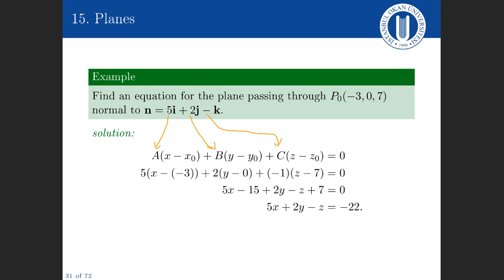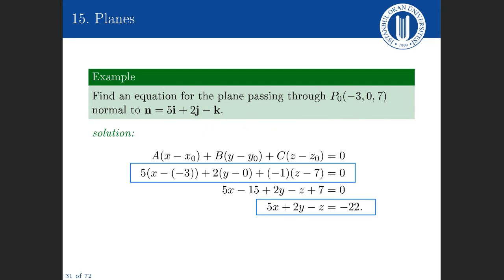x0 must be minus 3, y0 must be 0, and z0 must be 7. Fill these in and then rearrange and get the answer to this problem: 5x plus 2y minus z is equal to minus 22.